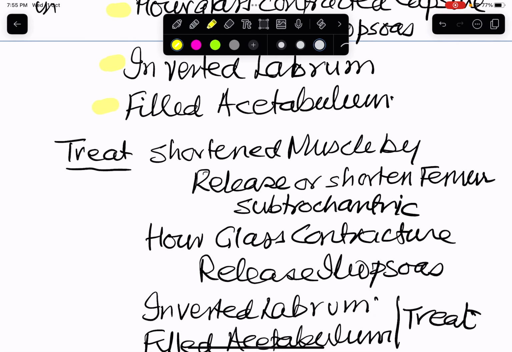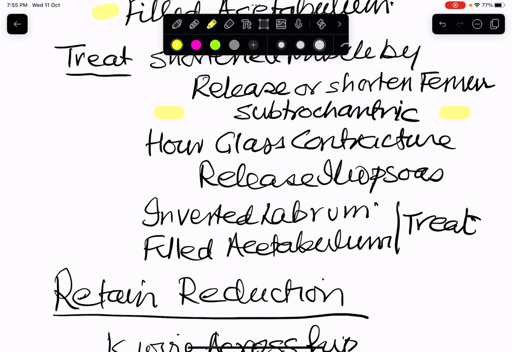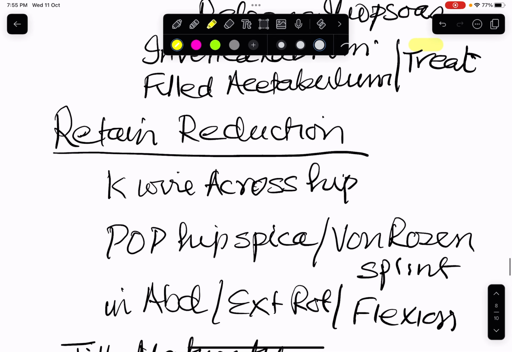So shortened muscles are treated by releasing the abductors and releasing the iliopsoas, or you shorten the femur in the subtrochanteric region so that the contracture no longer remains apparent. The third thing is, if you want to deal with the hourglass contracture of the capsule, then you have to release the iliopsoas. Inverted labrum and filled acetabulum have to be dealt with. Then you retain the reduction.